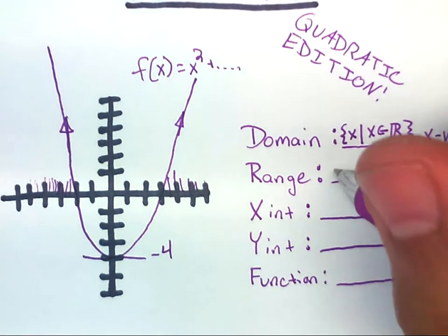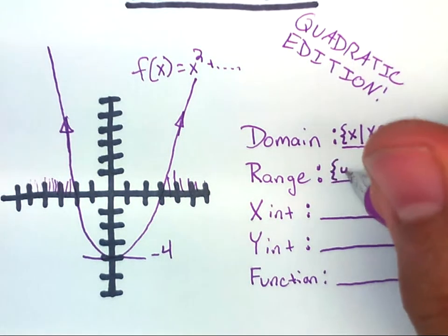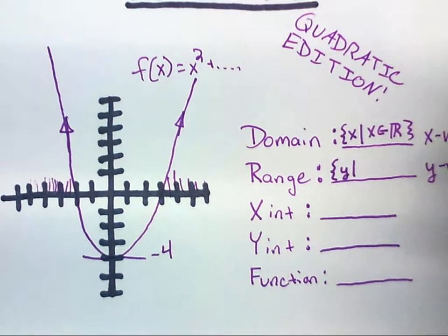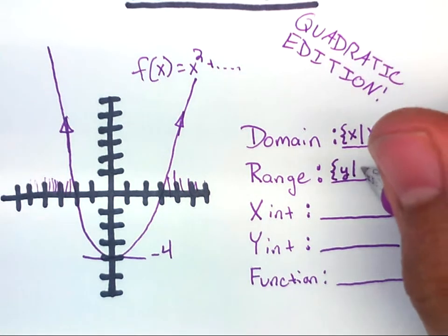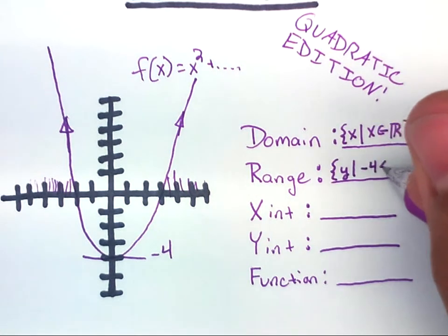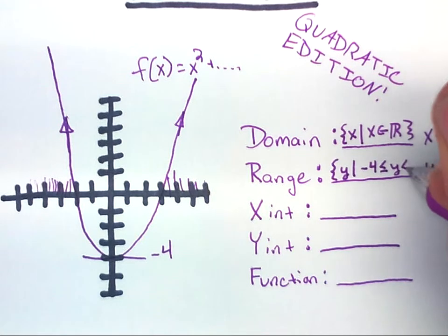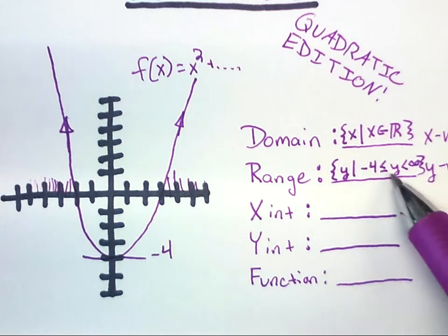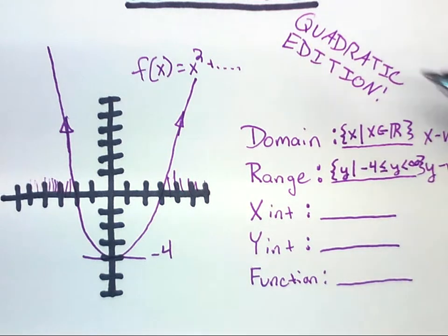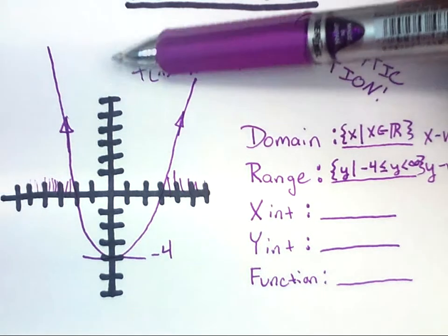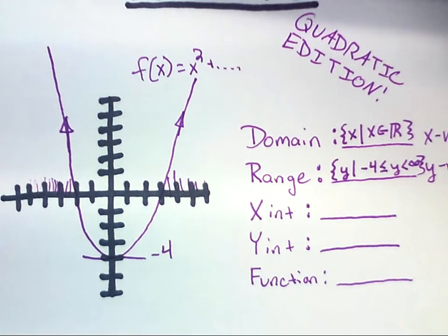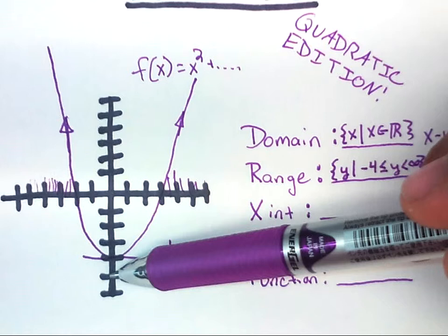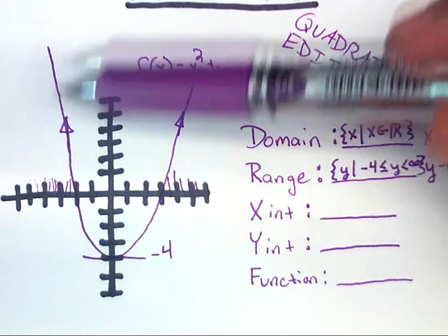So when we go to write our range, we're going to write y such that -4 is less than or equal to y is less than infinity. So what this says is we can pick any y value, and it's going to be between -4 and infinity, which makes sense. I could pick 2,000, it's going to be really far up the y scale, but it's going to have an x value. If I pick -5 for y, it's not going to have an x value because our graph doesn't go there.